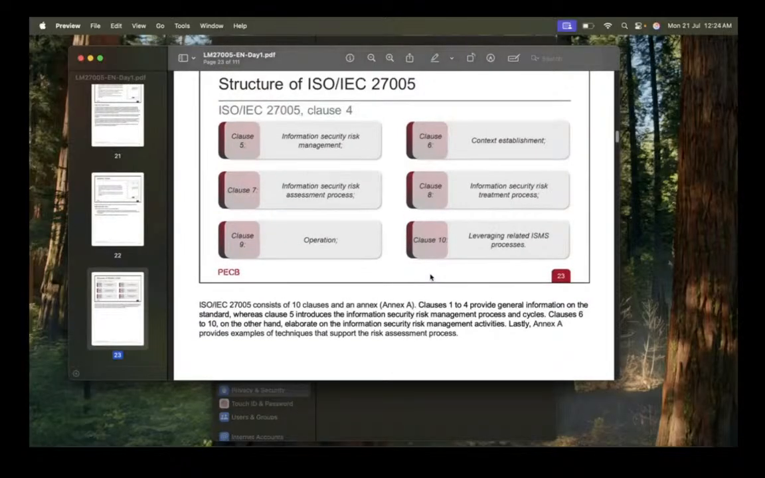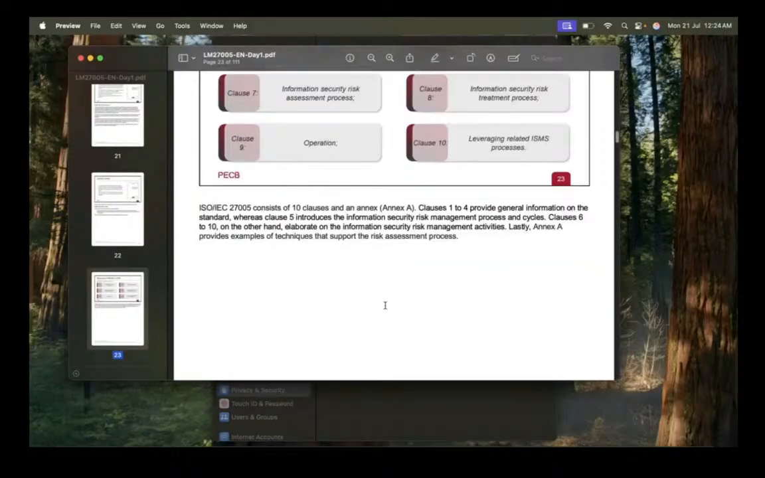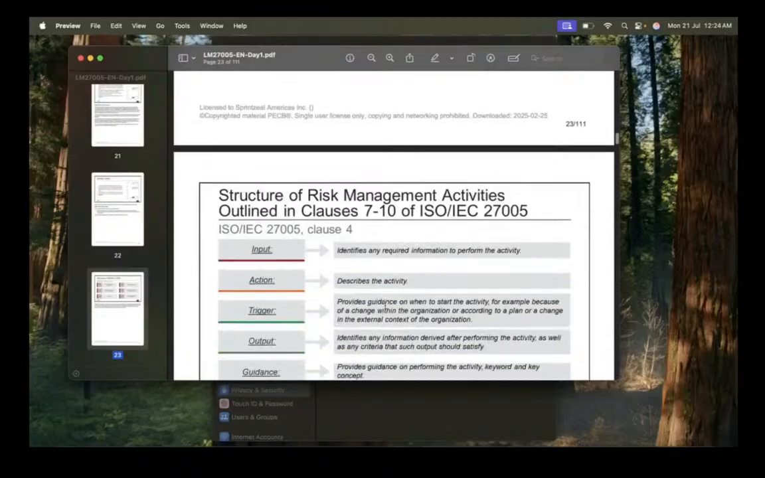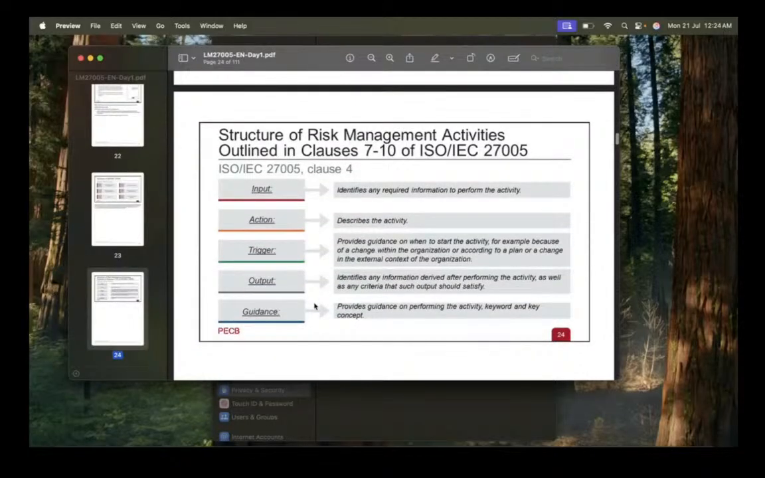So that is an overview of the clauses. This is an important thing to understand in ISO 27005. The next thing we are going to discuss is the structure of risk management activities that are there in clauses 7 to 10 of the same standard that we are discussing currently, which is 27005. So what is the structure? How do the risk management activities work?